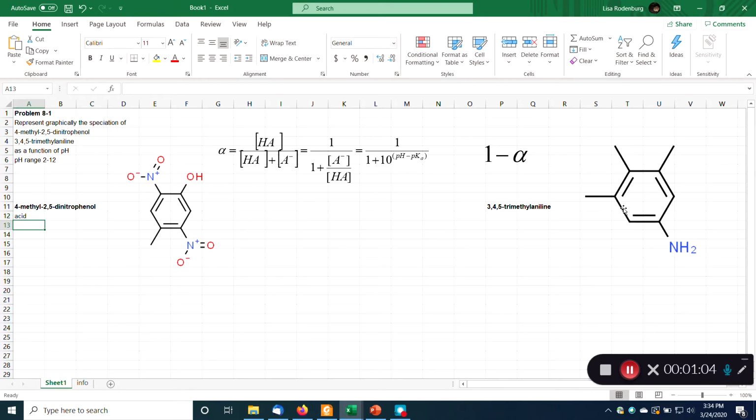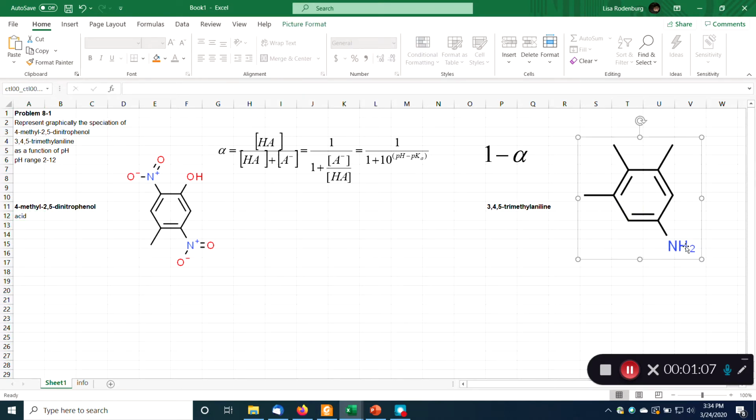The 3,4,5-trimethyl-aniline over here, this amine group has a lone pair of electrons on it, and it can gain a proton, so this is a base. So we're going to represent the speciation by calculating the fraction that is in the neutral form.